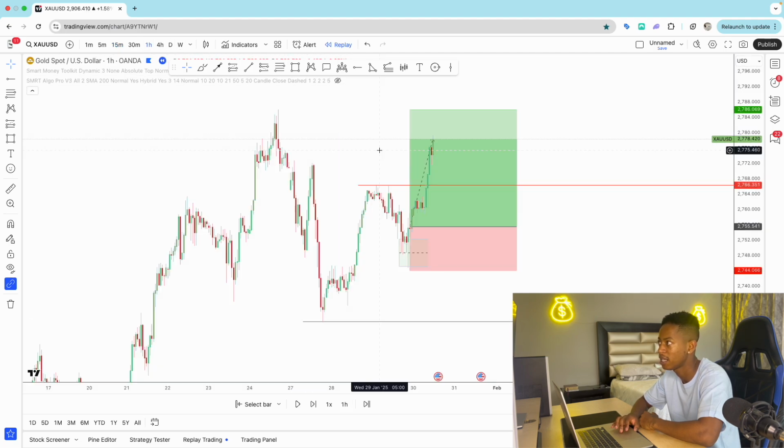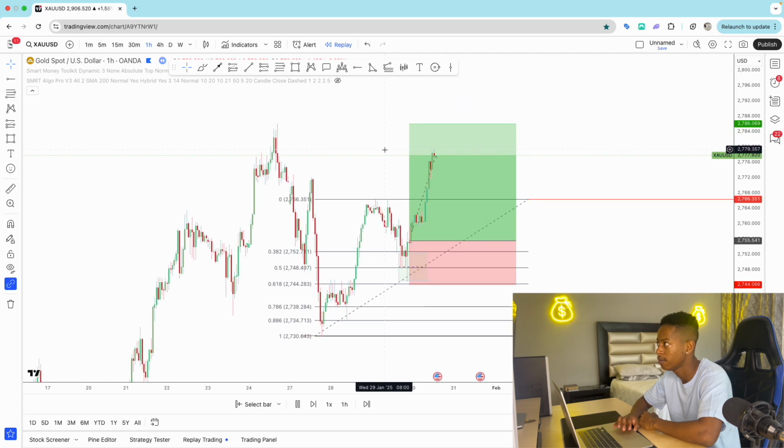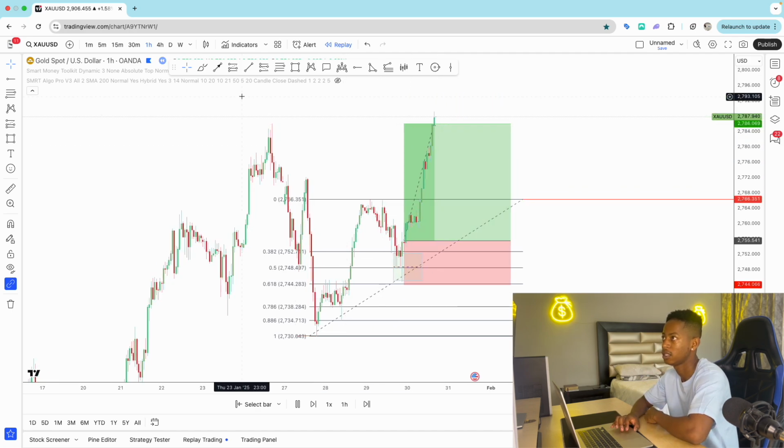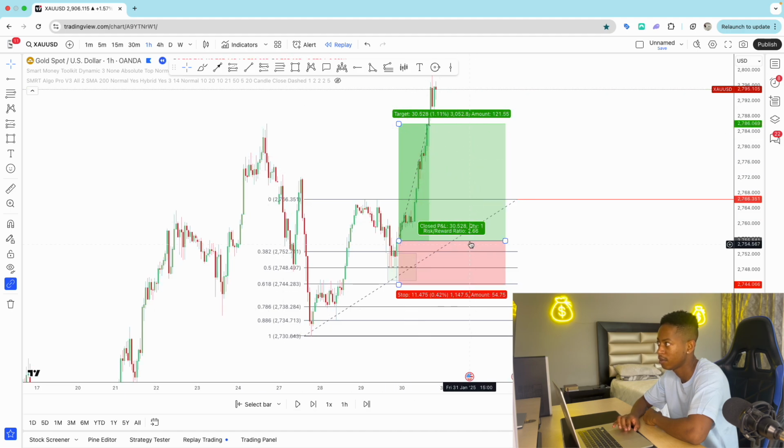Then obviously stop loss below and take profit just above. And then we see price just pushing all the way upwards until, boom, right here we've hit take profit. So basically with this strategy, you can see the first take profit has been hit, 2.66%, and yeah, this is just how you go about it.